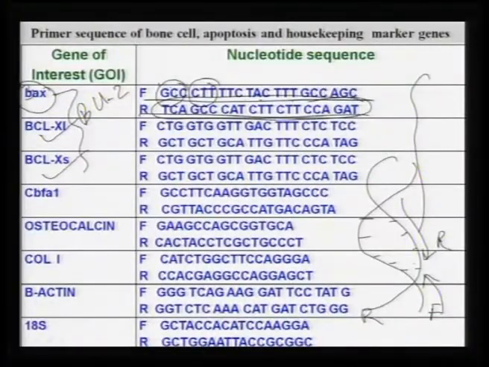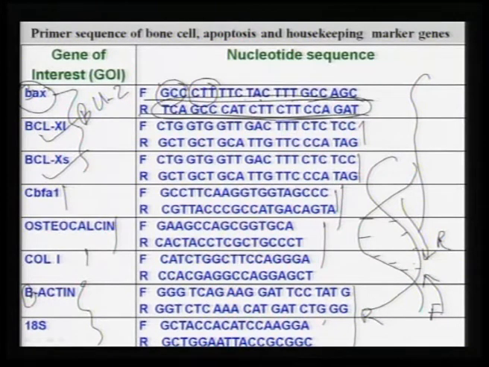enable that process. Now, depending on the genes of interest, BCLXL, BCLXS, all those things you see, these are the primer sequence. FA1, you have the primer sequence, osteocalcin, COL1. Last two are beta actin and 18S, they are like housekeeping genes. Okay. In these housekeeping genes, you see that here also that primer sequence is different.